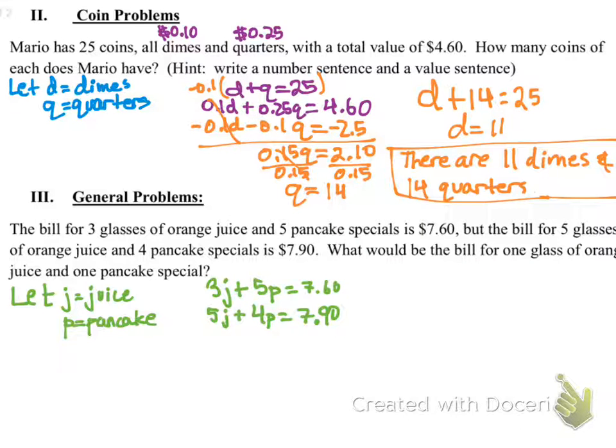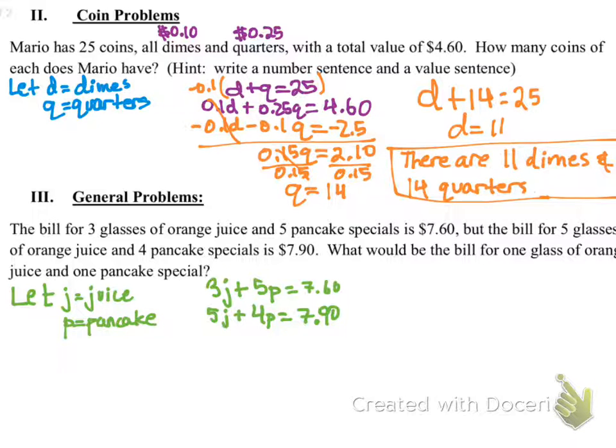There's your setup. 3 orange juices plus 5 pancake specials cost you $7.60. 5 orange juices plus 4 pancake specials cost $7.90. Now, best method probably here is to do elimination. And that's just my opinion.